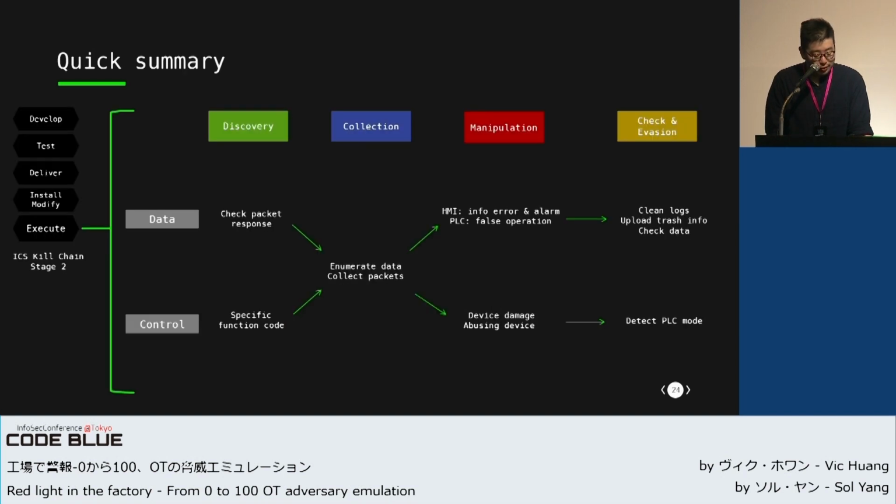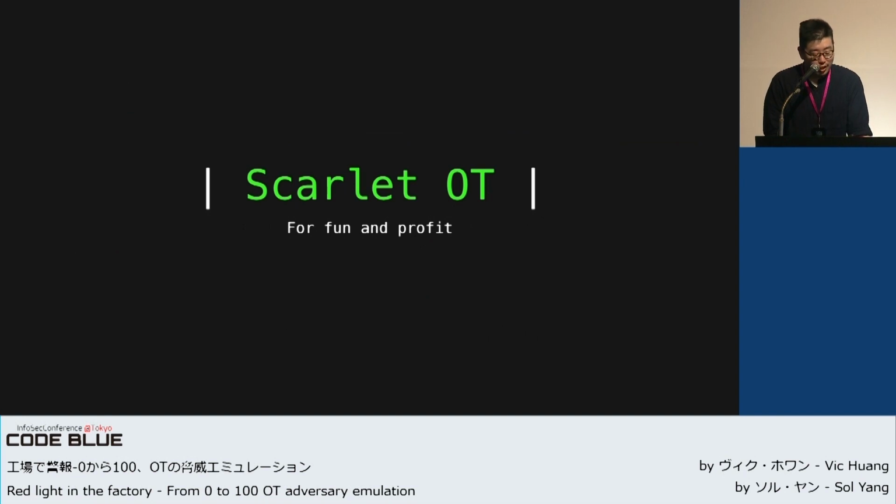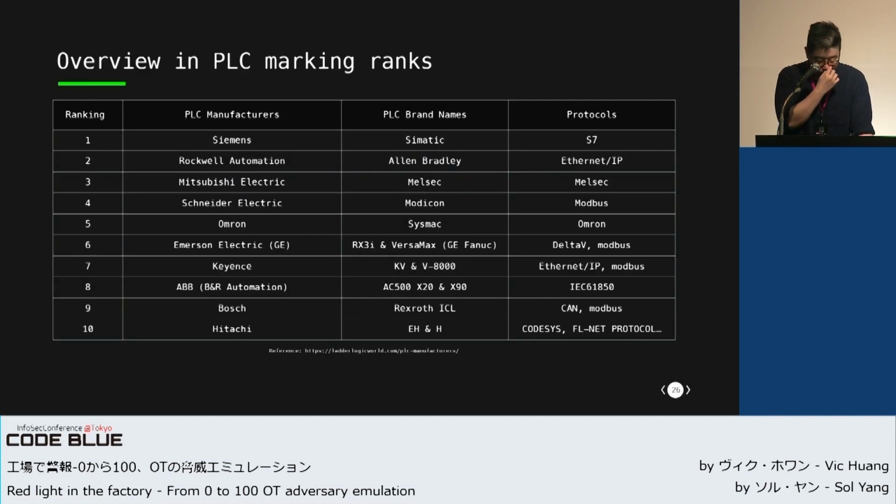So we got these 4 stages of conclusion, and then we used this conclusion to make an open source adversary emulation tool in OT. So it's Scarlet OT. So here's the PLC market ranks. They are different PLC manufacturers, and they support different protocols. And our goal is to support most of the protocols on this table.